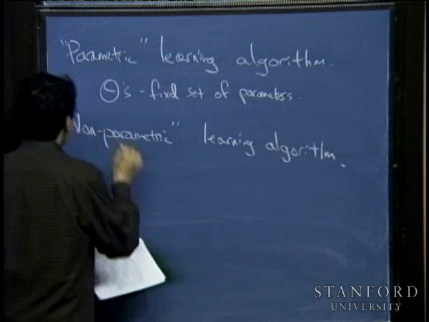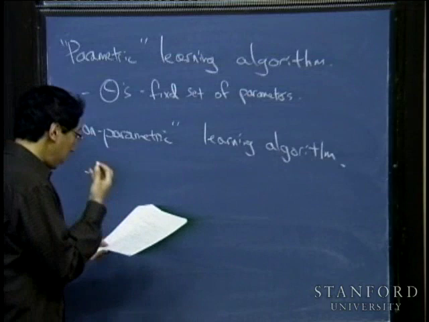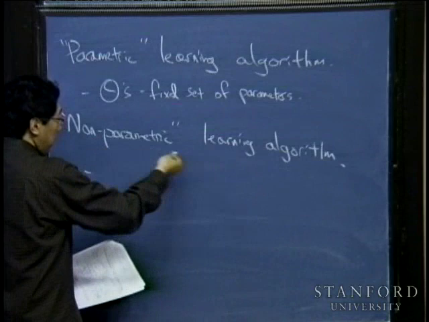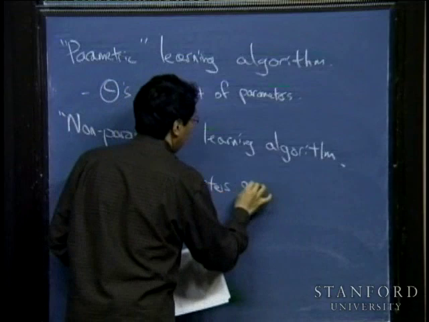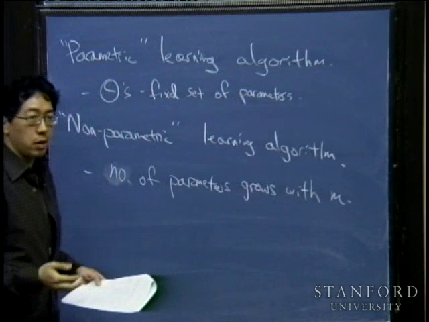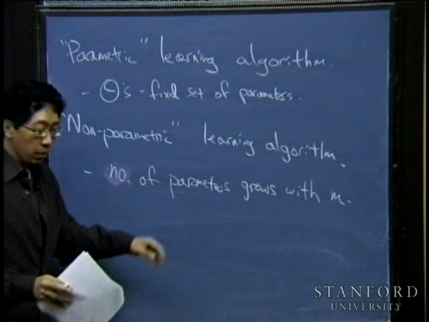The formal definition, which is not very intuitive, I'll follow with a more intuitive one. The formal definition of a non-parametric learning algorithm is that it's an algorithm where the number of parameters grows with m, with the size of the training set. And usually it's defined as the number of parameters growing linearly with the size of the training set. This is the formal definition.